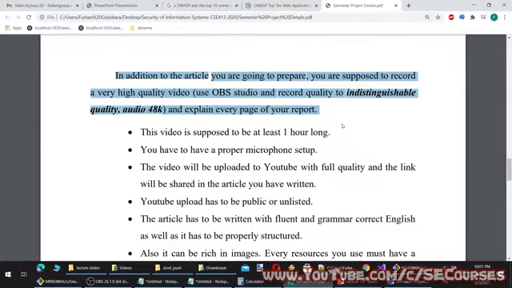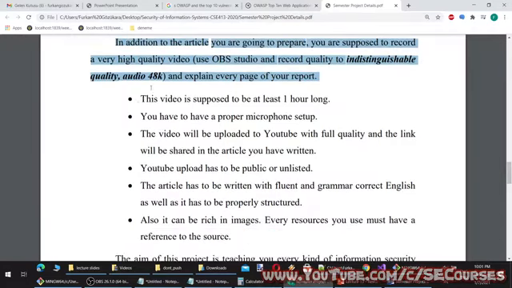In addition to the article you are going to prepare, you are supposed to record a very high quality video, use OBS Studio and record quality to indistinguishable quality, audio 48K, and explain every page of your report.